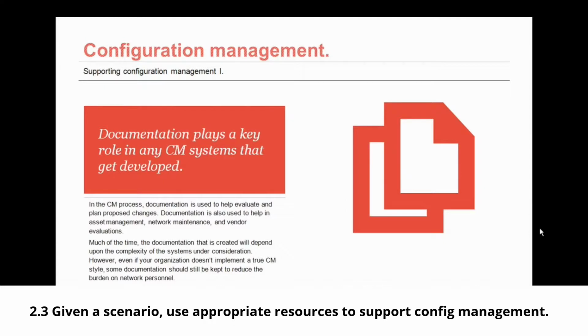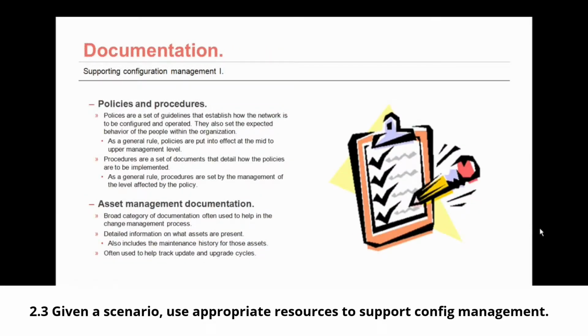However, even if your organization doesn't implement a true CM style, some documentation should still be kept to reduce the burden on network personnel and to ease administrative management of the network. Some of the documentation that should be kept include policies and procedures. Policies are a set of guidelines that establish how the network is to be configured and operated. They also set the expected behavior of the people within the organization.